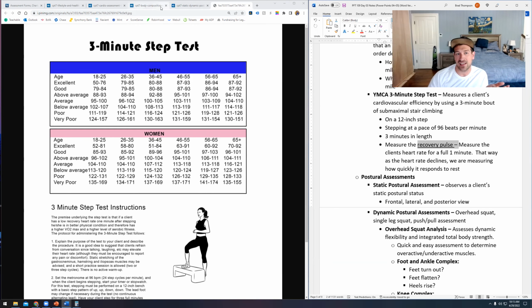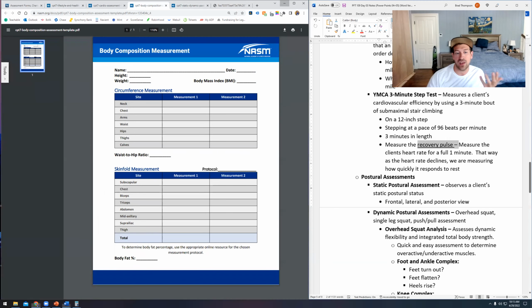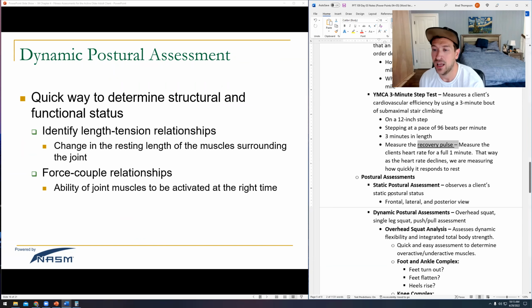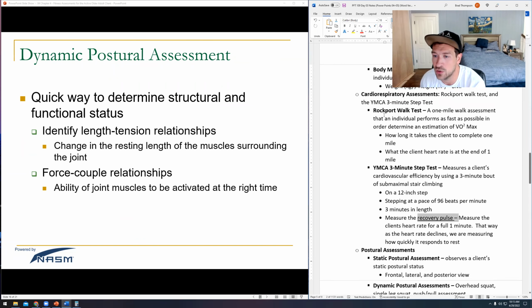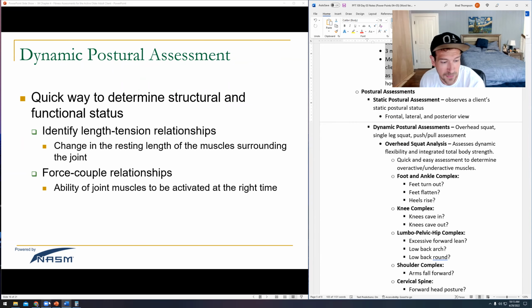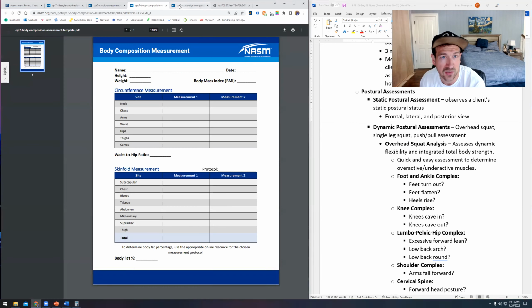The advantage to this test is that it's only 3 minutes long. The disadvantage is it is relatively high impact. It's a 12-inch step up and down, 3 minutes straight. That might be intense for some clients. So depending on the client, I'm going to choose my cardiorespiratory assessment. There's a lot of options on NASM's website, as you can see here, right?